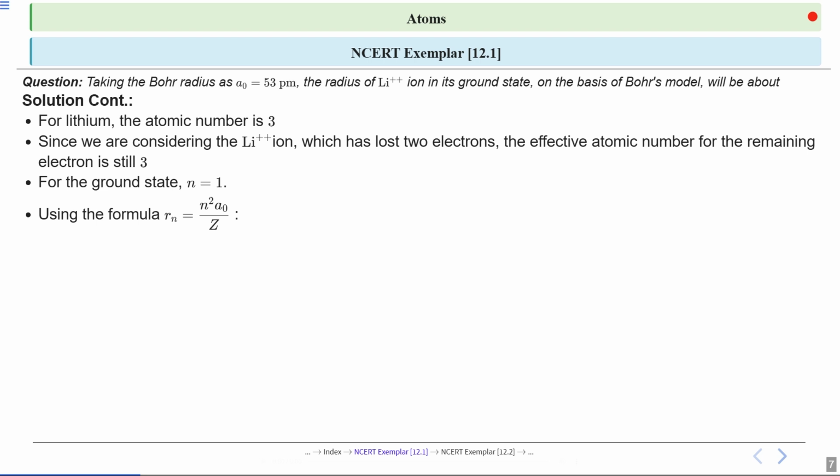Let's use the formula for the radius of nth orbit in the Bohr model. Rn equal to n squared times A0 divided by Z. Here Rn is the radius of the orbit, n is the principal quantum number, A0 is the Bohr's radius, and Z is the atomic number. Now let's substitute the values into the formula. For n equal to 1, A0 equal to 53 picometers and Z equal to 3, we get R1 equal to 1 squared times 53 divided by 3.